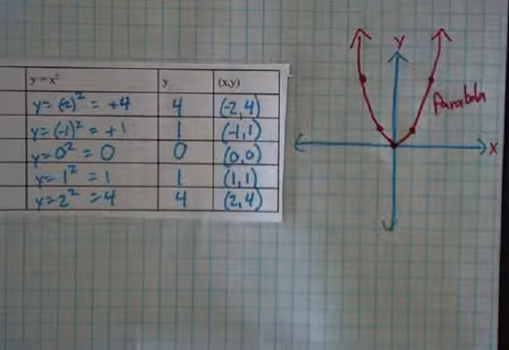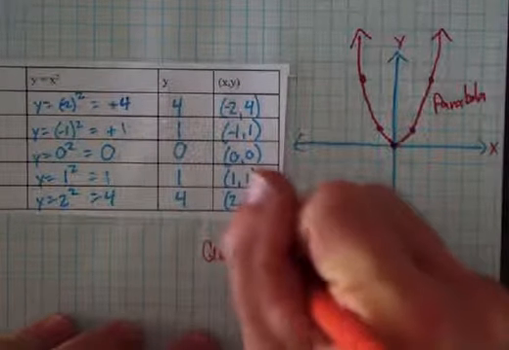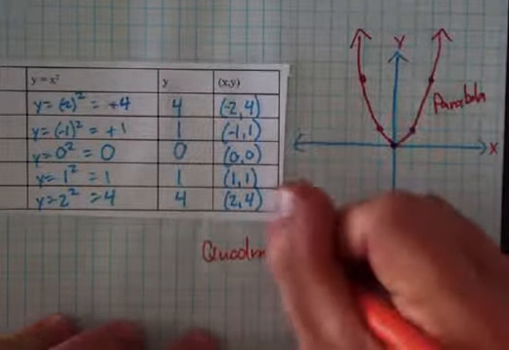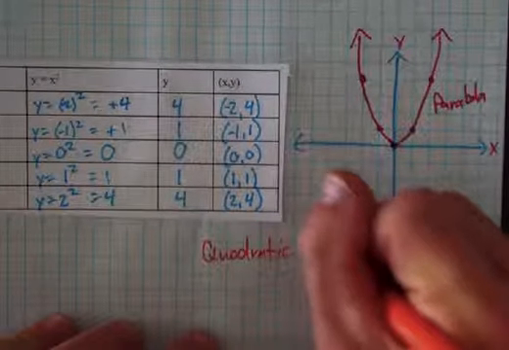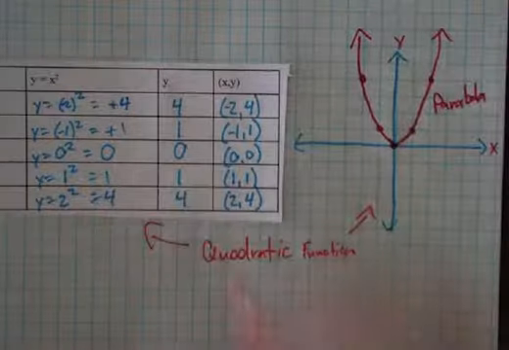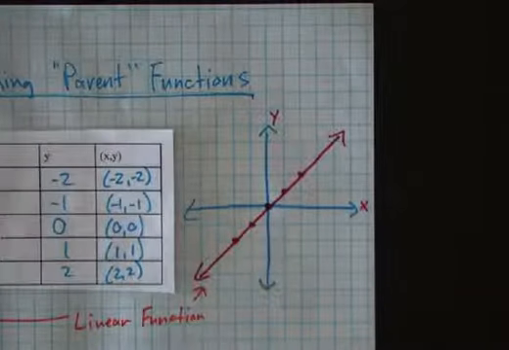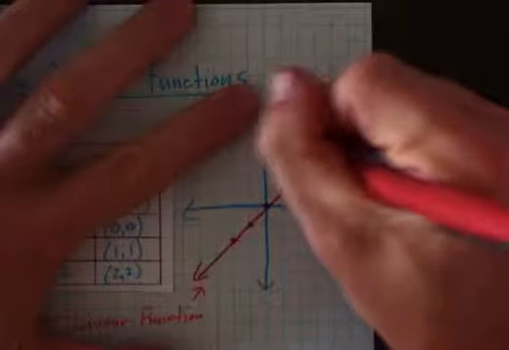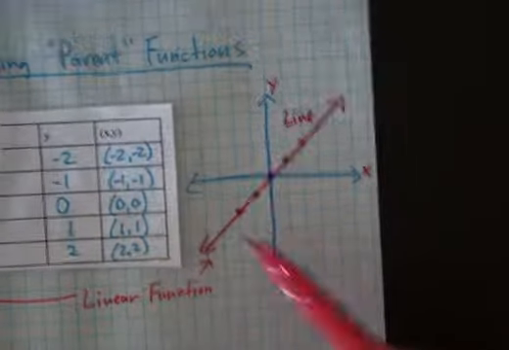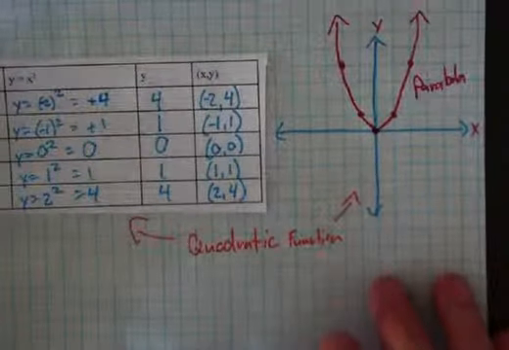And this is called the quadratic function. We're going to study quadratics in detail later on, quadratic equations, how to solve them later on in this year. Okay, so we had our line up here. This is a line, a straight line. Here is a parabola or a quadratic function. Okay, let's move on.